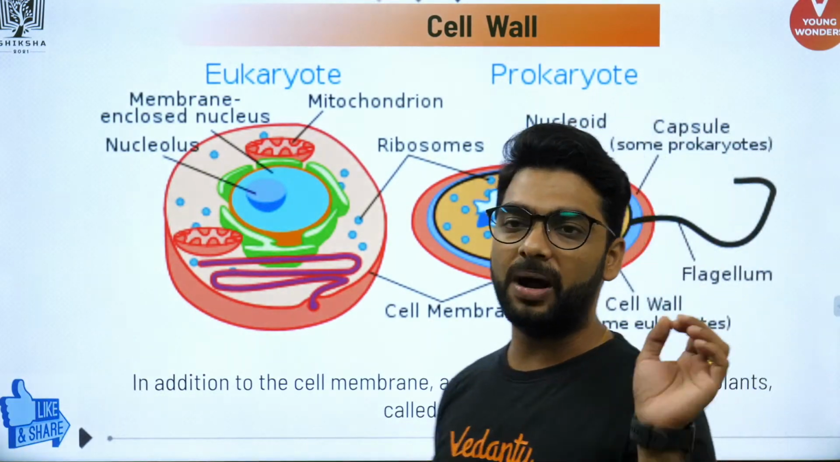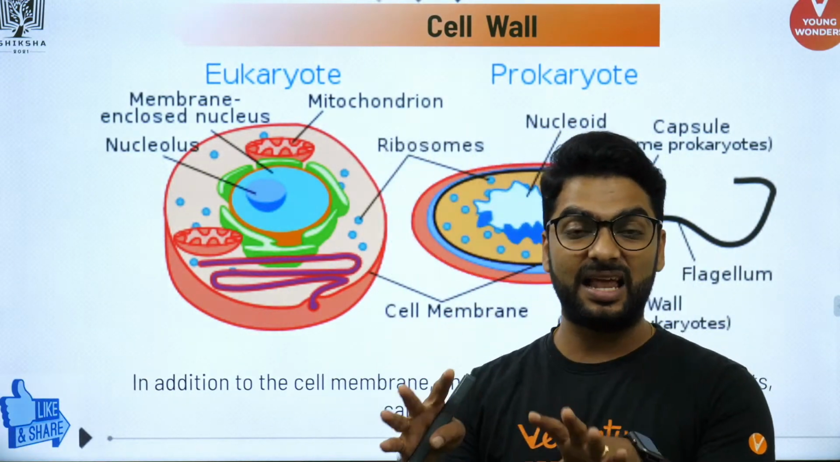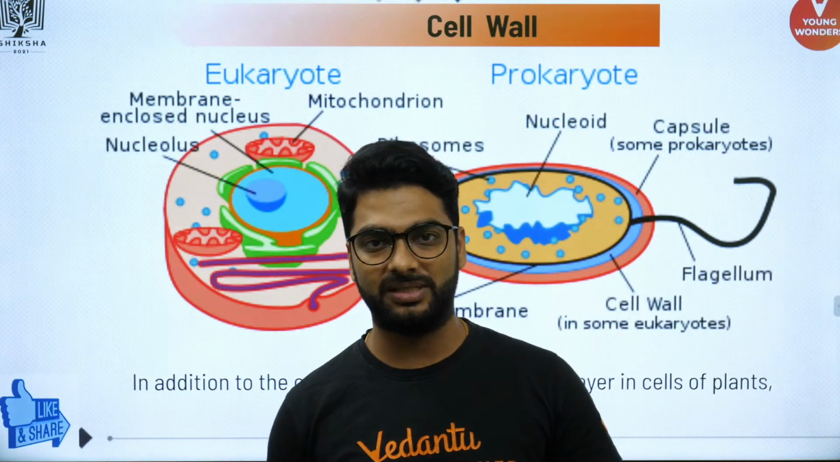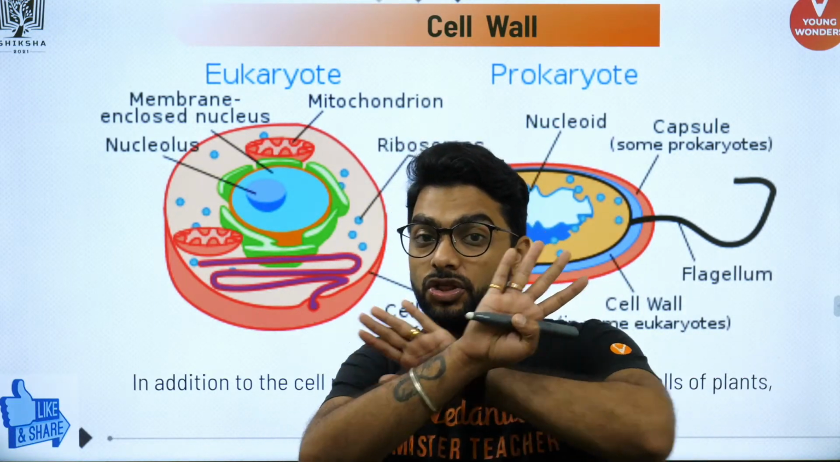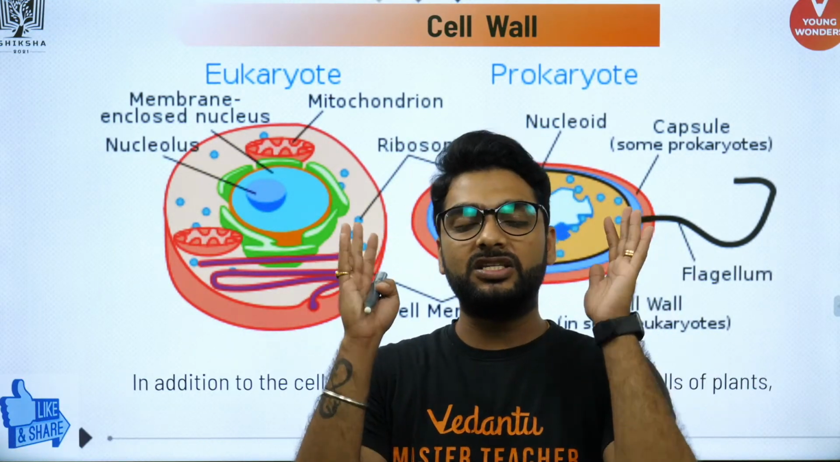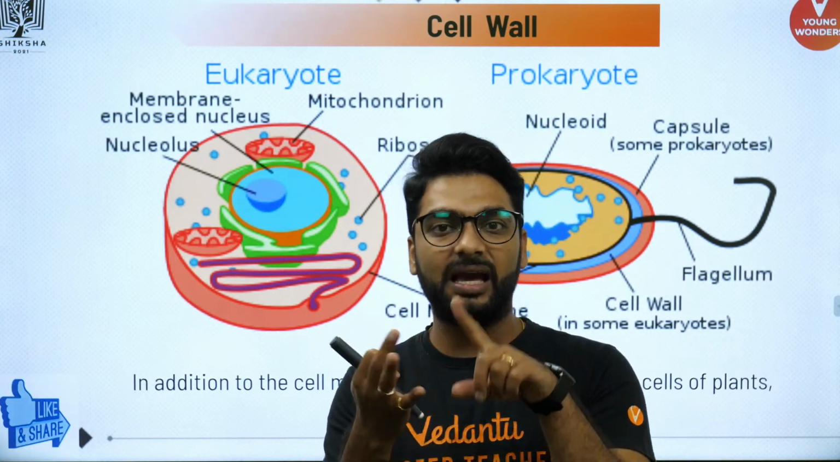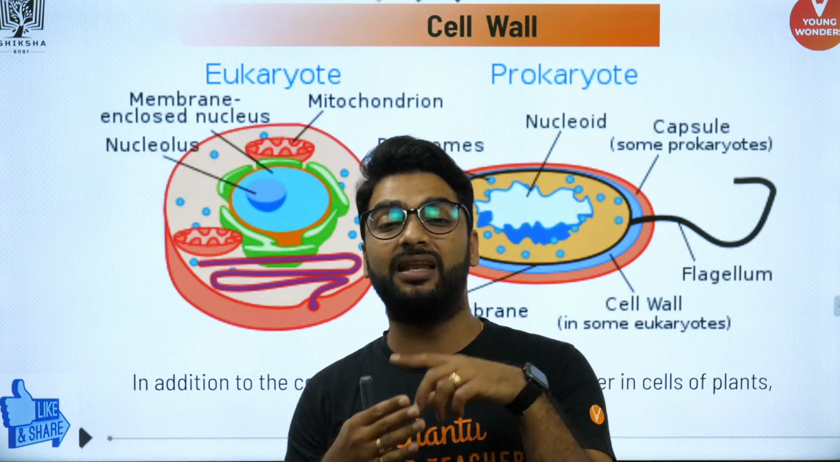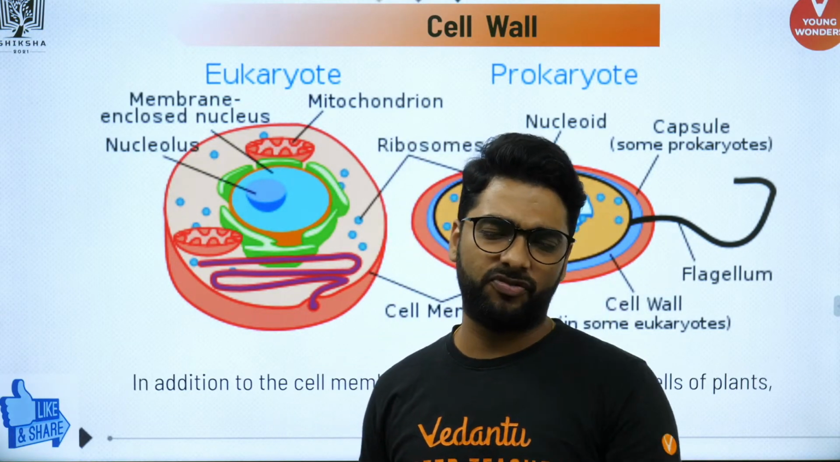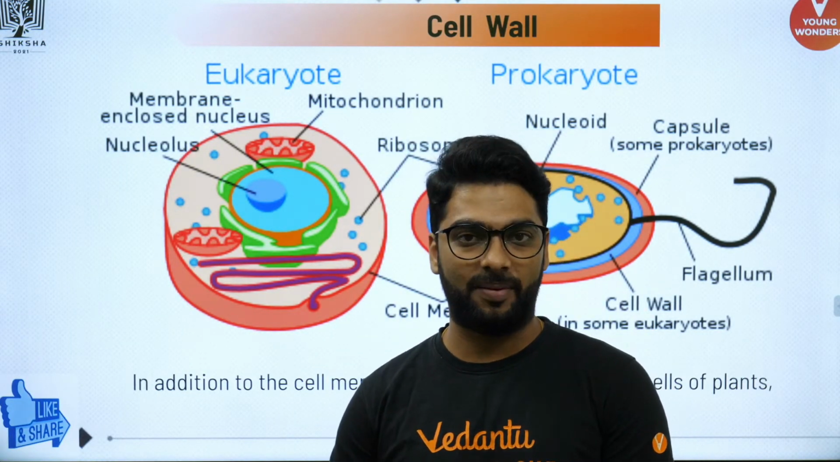The most important part that you need to remember is that cell wall is not present in animal cells. It is only and only present in plants, in certain bacteria, in fungi, as well as in different parts of the plant, that is the sclerenchyma.